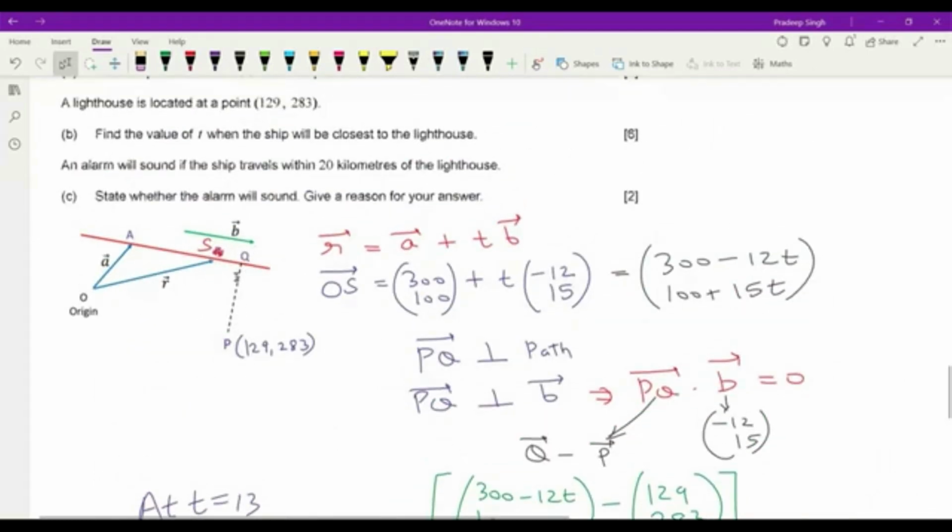Now, going back to the question, we have identified PQ, the length PQ. So the closest distance of the ship from the lighthouse is 19.2 kilometers. In the question, it was given that the alarm will sound if the ship travels anywhere within 20 kilometers of the lighthouse. Now, the ship is actually at a distance which is less than 20 kilometers. Hence, the alarm will sound. So the answer for part C is yes, the alarm will sound.